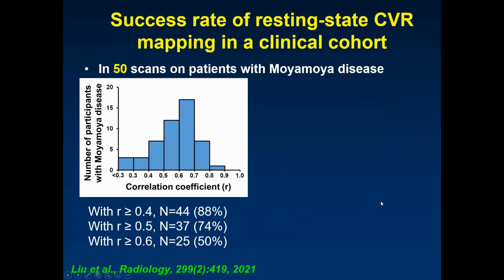We also tested this in a group of patients with moyamoya disease. We had 50 scans from these patients who had both a resting state scan and a CO2 CVR scan. And we did the same analysis, and shown here is the histogram of the spatial correlation coefficient between the resting state CVR maps and the CO2 CVR maps in this clinical cohort. You can see that in this clinical cohort, the success rate is lower. We had 88% of the patients who had an R larger than 0.4.